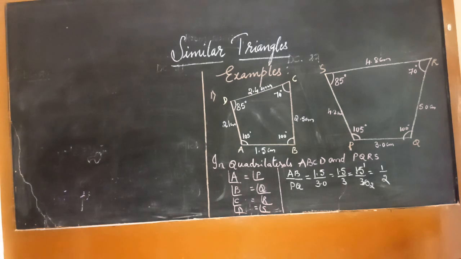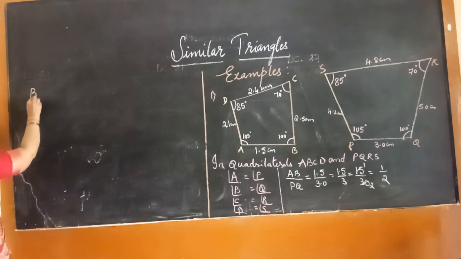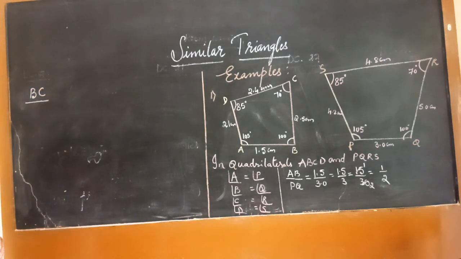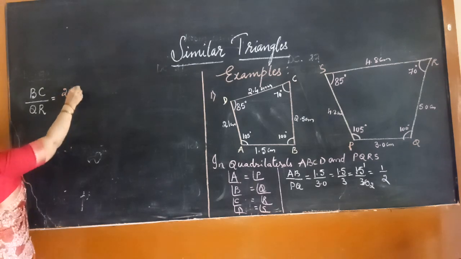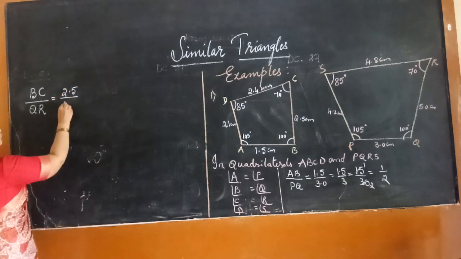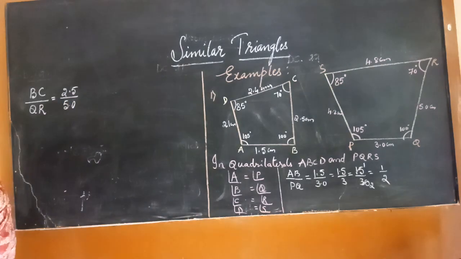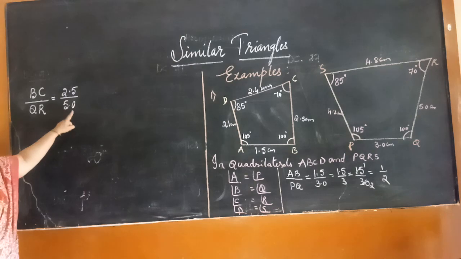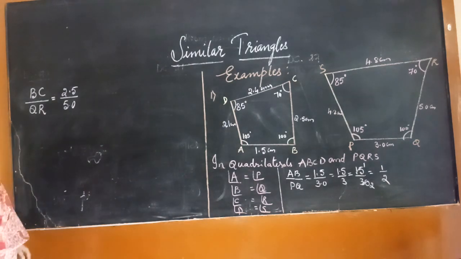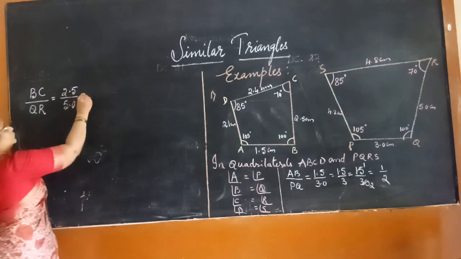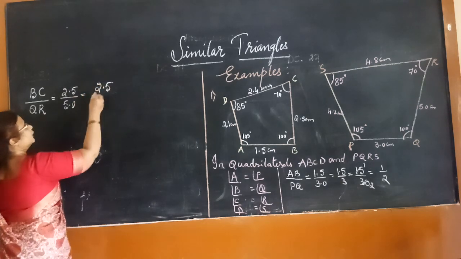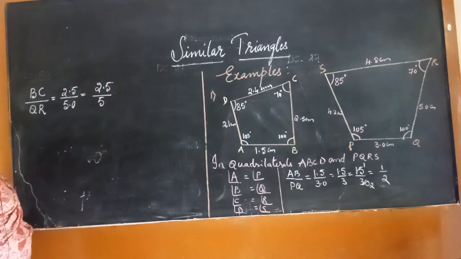Now let us consider the corresponding ratio of the other side of the quadrilateral. BC. The corresponding side of BC is QR. What is the length of BC? It's 2.5. Length of QR is 5.0. As I said, 5.0, 6.0, 7.0, anything after the decimal point, if you have 0, you can ignore the 0, its value is only 5. So I can write it as 2.5 by 5.